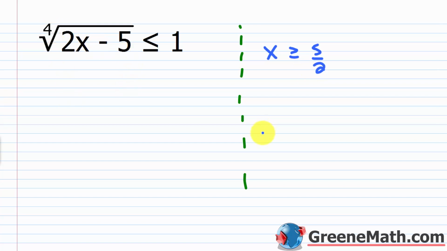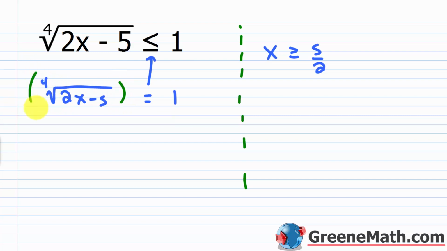Well, one way we can do this is to replace the inequality symbol with equals, and solve that to get our boundary. So we have the fourth root of 2x minus 5 equal to 1. Very easy to solve this equation. My radical is already isolated on the left.